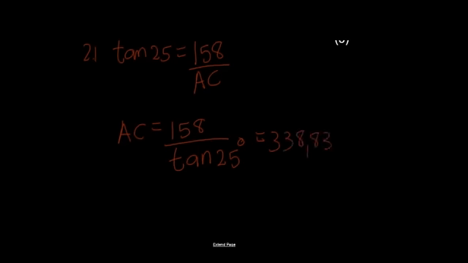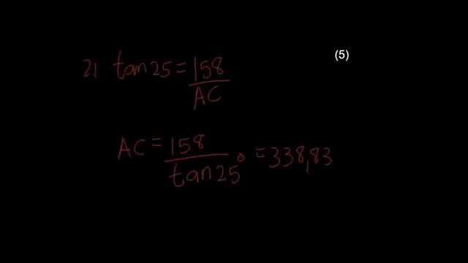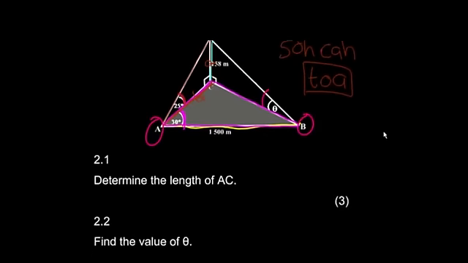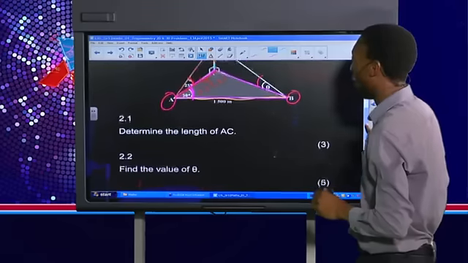338,83. Remember the units, guys? It's all in meters. Right? And remember to write it in. So AC is 338,83. Super. Let's look at 2.2. What else do they want us to work out?